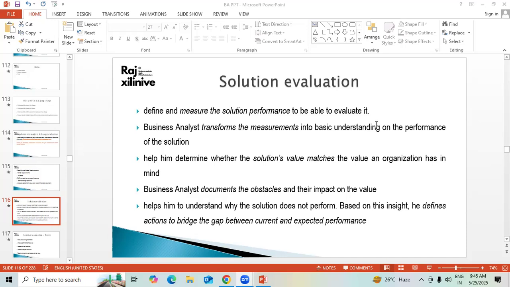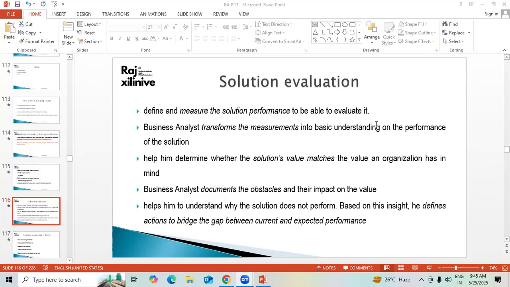Next, based on that, we need to understand why the solution that we are developing is needed and how it can be documented. At the same time, we always make sure to define the action of connecting a bridge between two different things: the current and the expected performance. Current is nothing but the state of existence the customer has now, versus expected, which is the solution that we are developing. This is where solution evaluation comes into the picture.